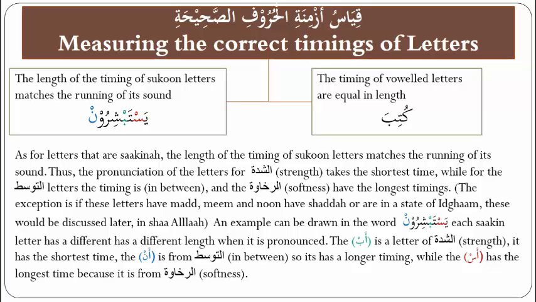For example, in the first category, tab, in which I put ab, is a letter of shiddah. I did that just because I can't pronounce the sukoon letter by itself. It has the shortest time, ab. The an in yastabshirun is from tawassut, the letters in between, so it has a longer time. Listen, an, but it can be longer than that.